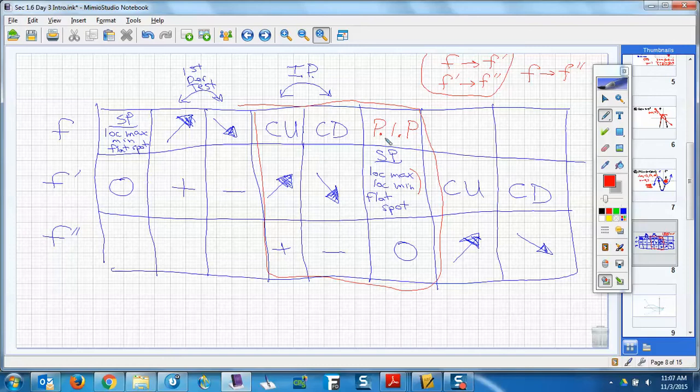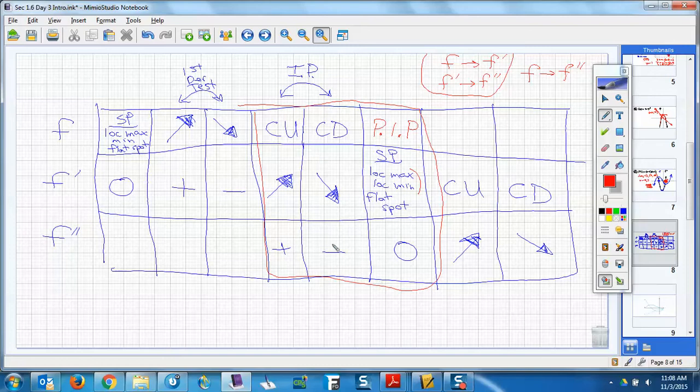Why do I put pip? Possible inflection point. What you have to have, though, is a change of concavity. That hasn't changed. Our definition of inflection point is there has to be a change of concavity. All right, so now let's investigate that just a little bit more.